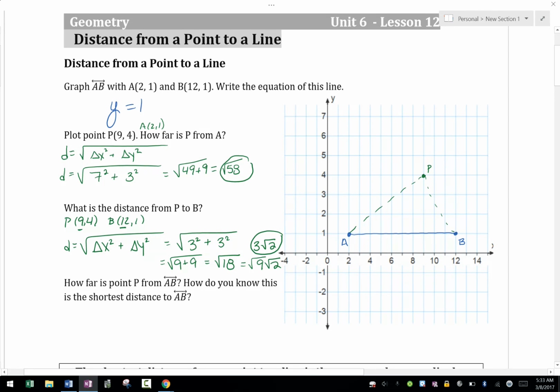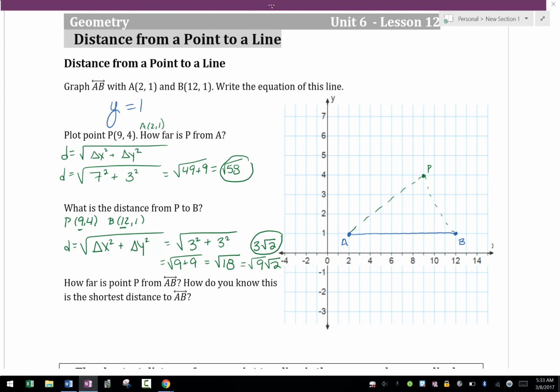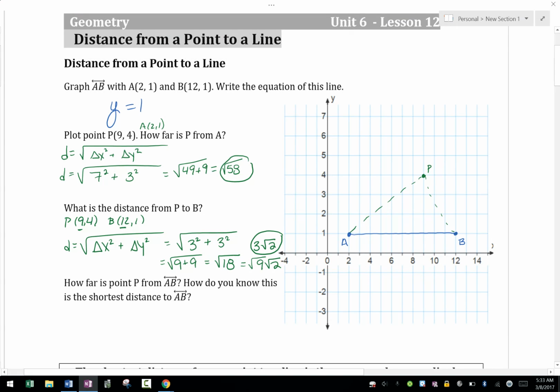So that's a nice quick review of the distance formula. Now, why are we doing that? Well, because my last question now is, how far is P from the line AB? So how far is P from the line that contains these two points? Well, P from the line is this distance away, and that distance is vertical, 1, 2, 3. It's 3 units away.